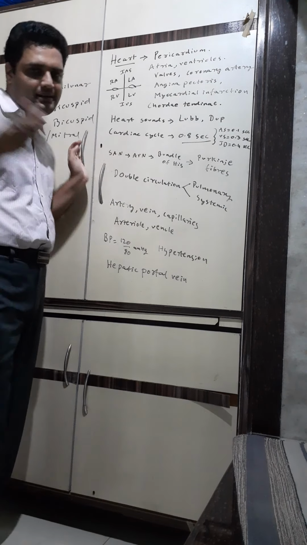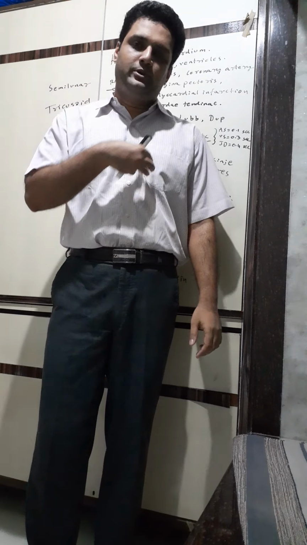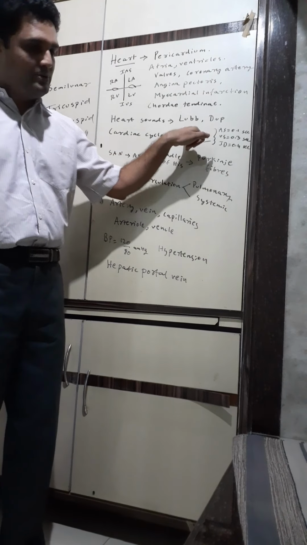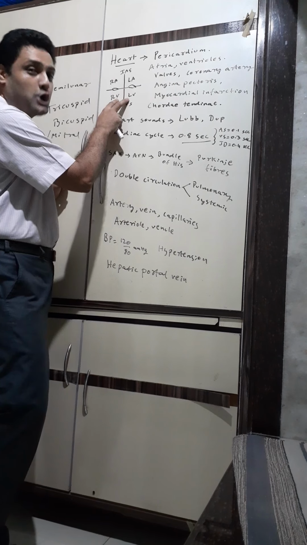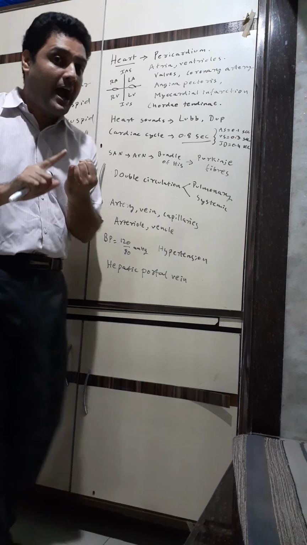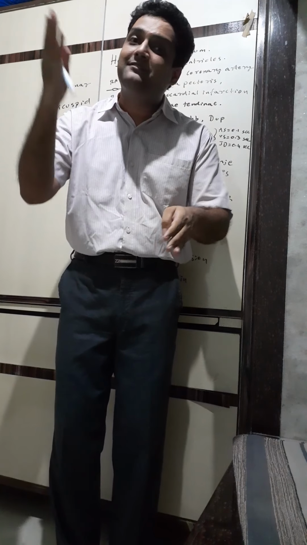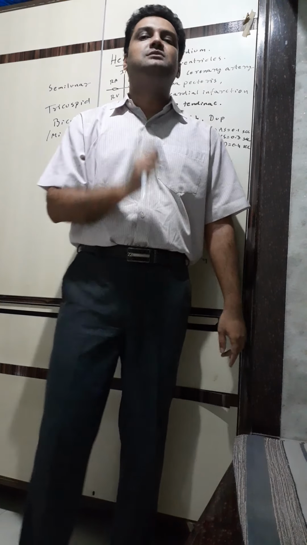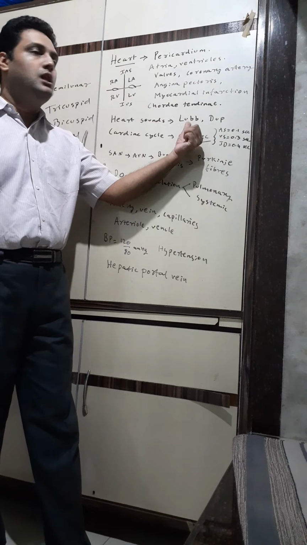Heart sounds: if you hear with the help of a stethoscope put here, you will be able to hear two heart sounds, lub, dub. Now what is the cause of lub? Lub is the first heart sound. Remember children, when ventricles contract, the tricuspid and bicuspid valves shut, and they will produce the first heart sound called lub.